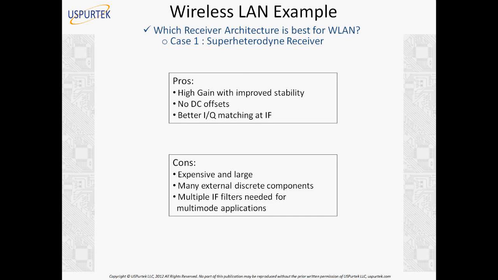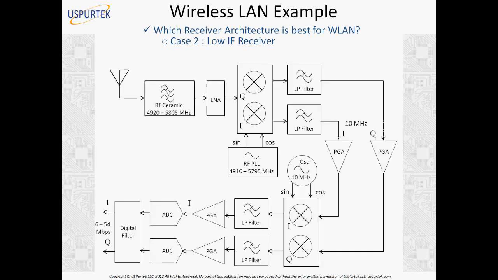So let's look at another implementation, a low IF receiver. Now what we do is reduce the intermediate frequency. Instead of 1280 megahertz, we reduce it down to 10 megahertz, hoping that this will reduce the cost of our filters and multi-mode application and all that stuff. To do that, we split into I and Q at the front end. We have these two components, I and Q, at the lower frequency of 10 megahertz, and finally we filter them, convert from analog to digital, and finally we have 6 to 54 megabits per second.